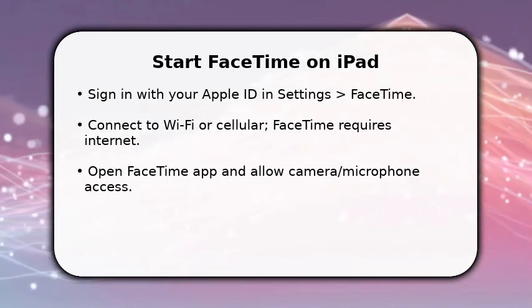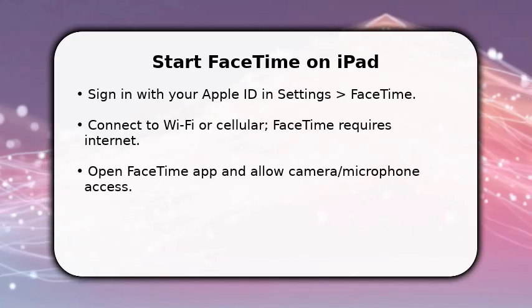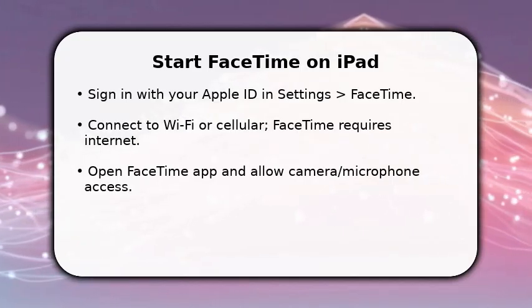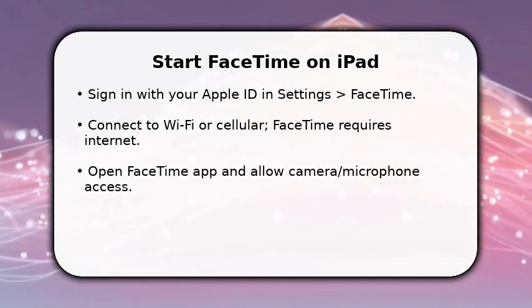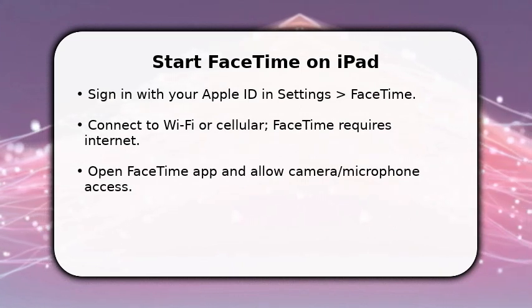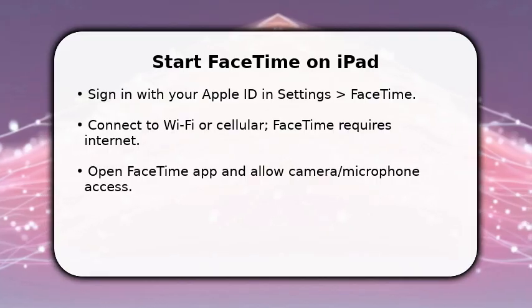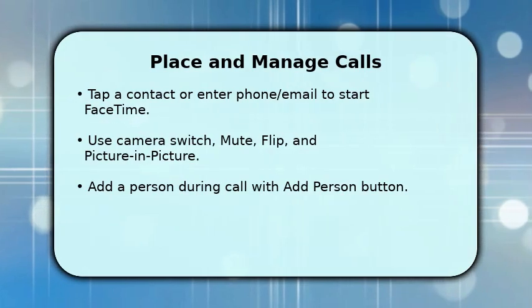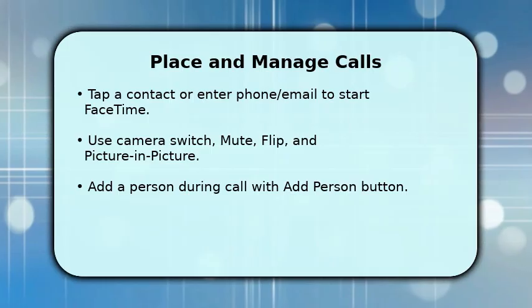Now tap the plus button or search a contact. This immediately prepares the call, showing recent contacts and suggestions so you can start without extra setup. Tap a contact, phone number, or email to start a FaceTime video or audio call. If you want audio only, choose FaceTime audio.